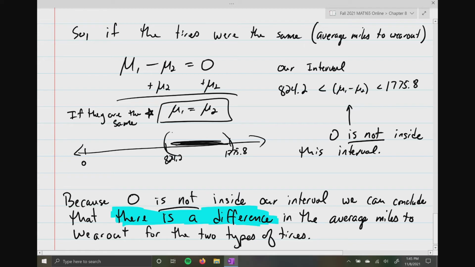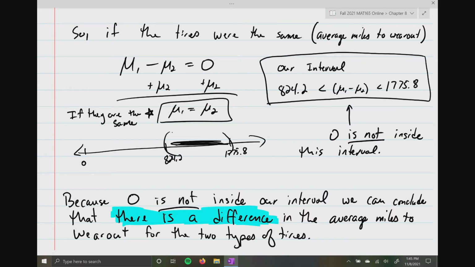Now, next we looked at the interval that we created. Our interval was 824.2 for the lower limit, and the upper limit is 1,775.8. 0 is not inside that interval. Therefore, I know there's a difference between these two tires. So what this confidence interval has allowed us to do is make a decision about the equality of these two population means. We know they're different.